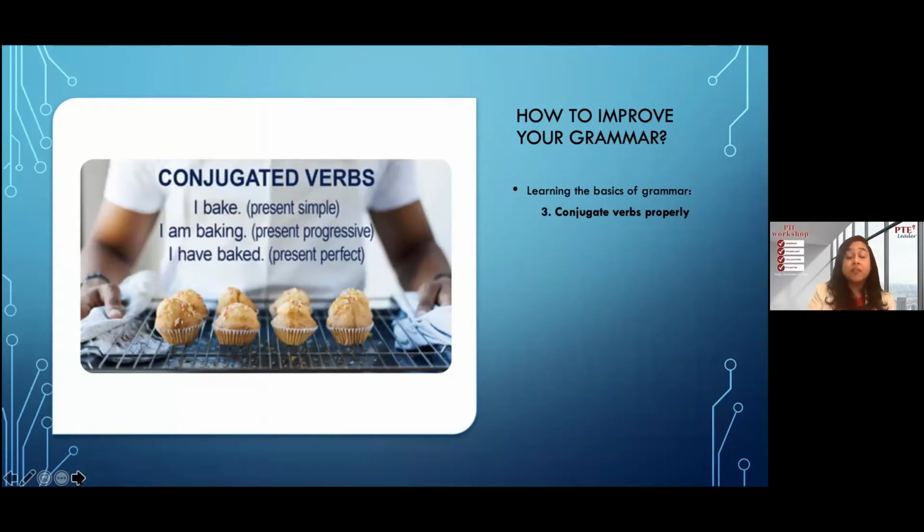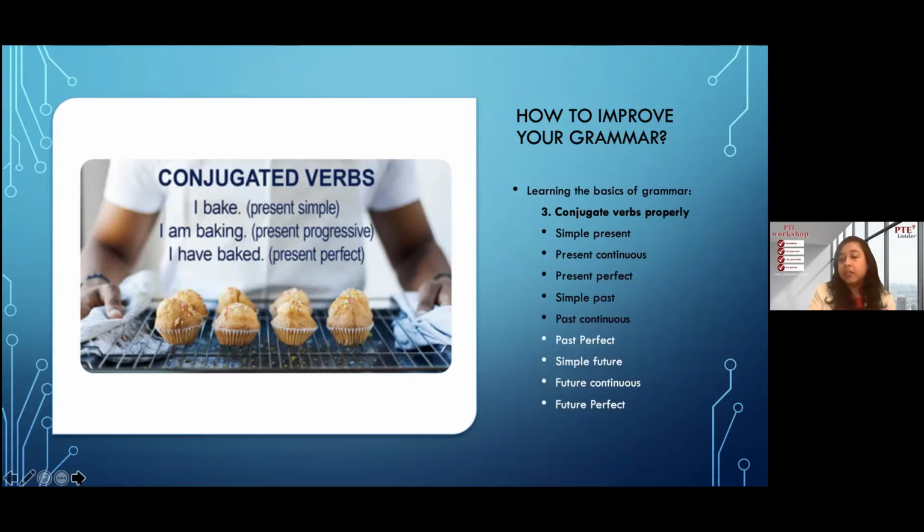So conjugate verbs properly. Conjugate means relating the verb properly, depending on the subject or the time or the place where it is happening. So we have simple present, present continuous, present perfect, and then simple past, past continuous, past perfect. Then you have simple future, future continuous, and future perfect.